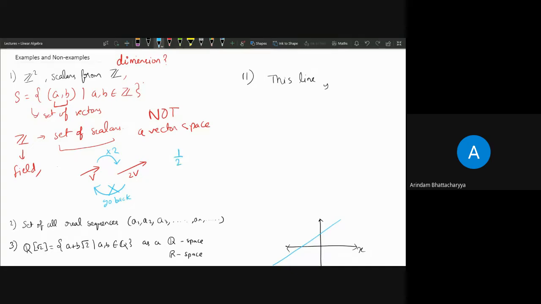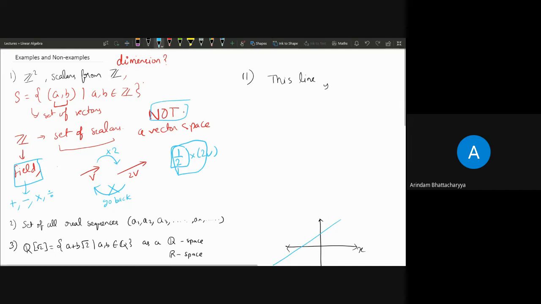So we also want one half to be a scalar. We are not dividing by a scalar, but multiplying by the inverse. A field is a place where you can add, subtract, multiply, and divide. Since Z is not a field, this is not a vector space.